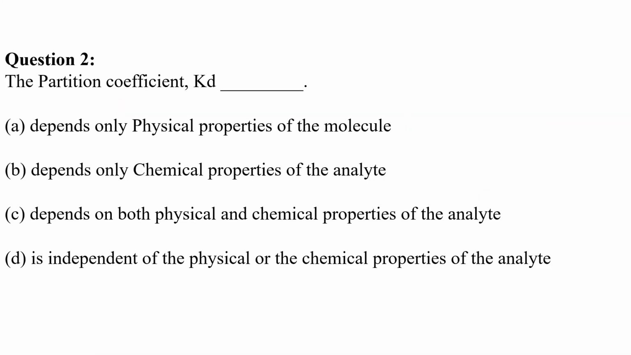Okay, so if that is clear, let's move on to the next question. The partition coefficient Kd: option A, depends only on the physical properties of the molecule. Option B, depends only on the chemical properties of the molecule. Option C, depends on both physical and chemical properties of the analyte. And option D, it is independent of the physical or chemical properties of the analyte.